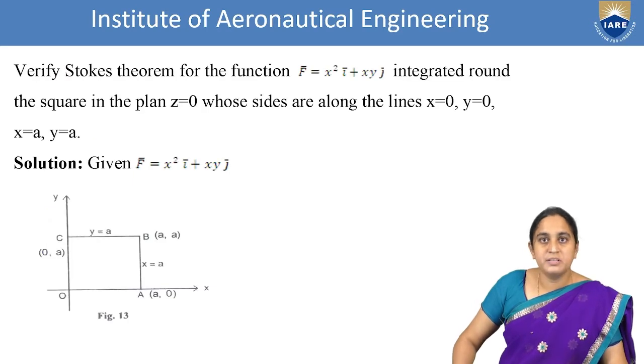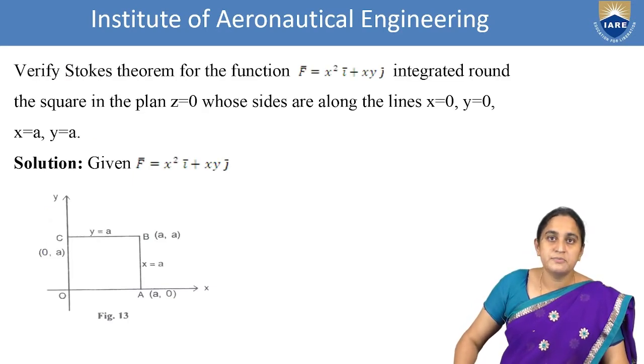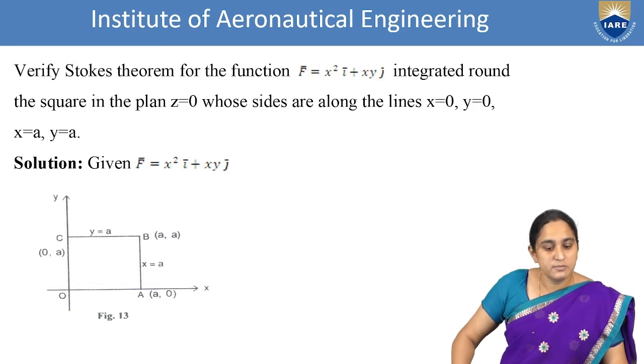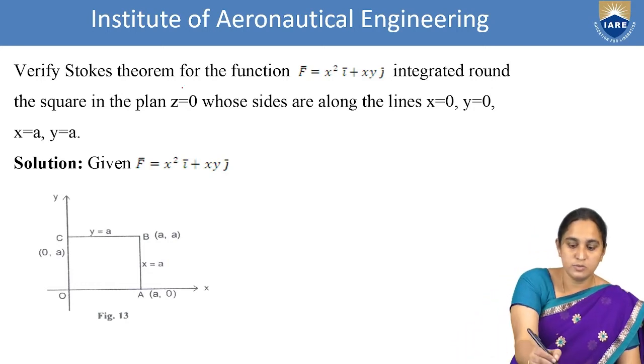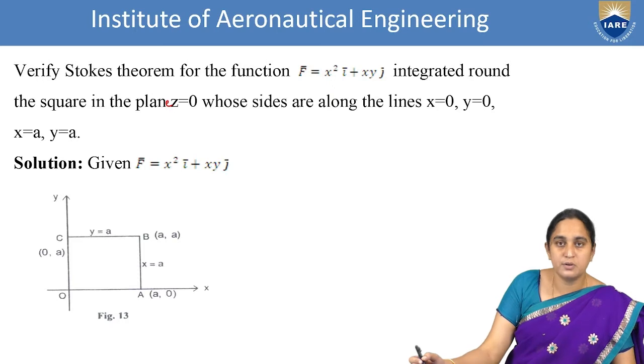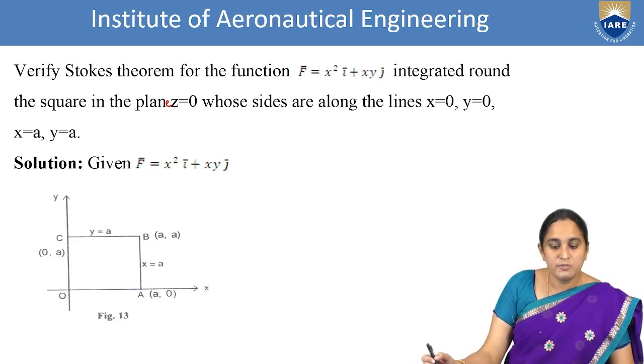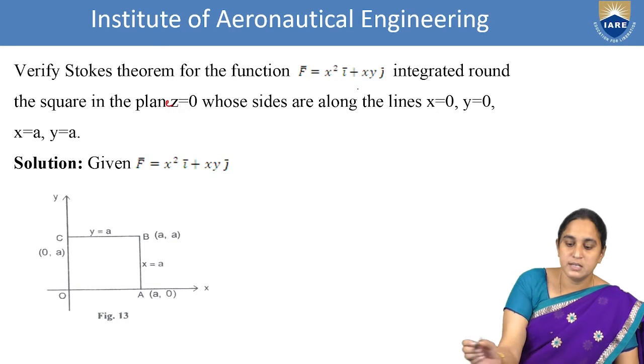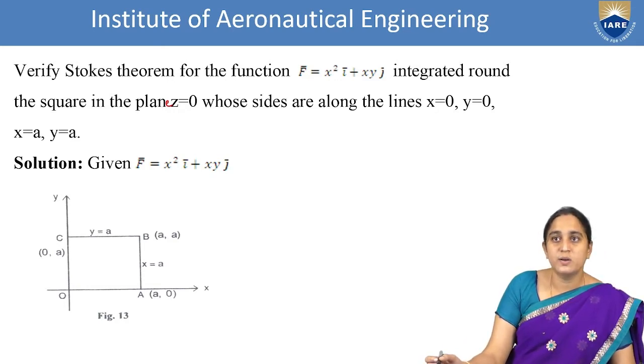Now I'll start with the first question from the Stokes theorem, that is verification. Verify Stokes theorem for the function f bar is equal to x square i bar plus xy j bar integrated around the square in the plane z is equal to 0, whose sides are along the lines x is equal to 0, y is equal to 0, x is equal to a and y is equal to a.